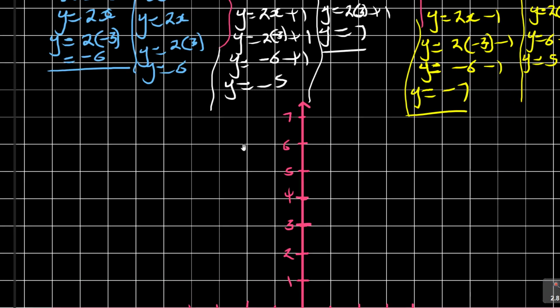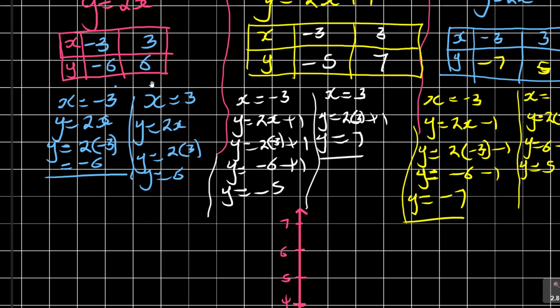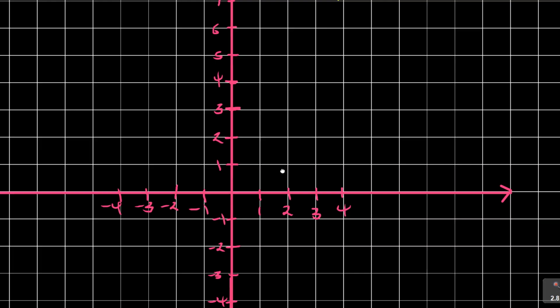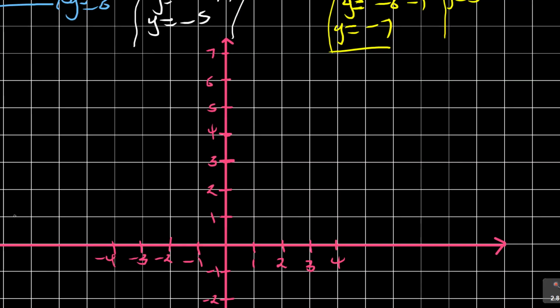The other point says when x is 3, y is 6. When x is 3, so it's positive now, you go up. Y is 6, you go there. See where the points are meeting? You do the same thing. When x is 3, y is 6, you come here. So with this, you can now draw.